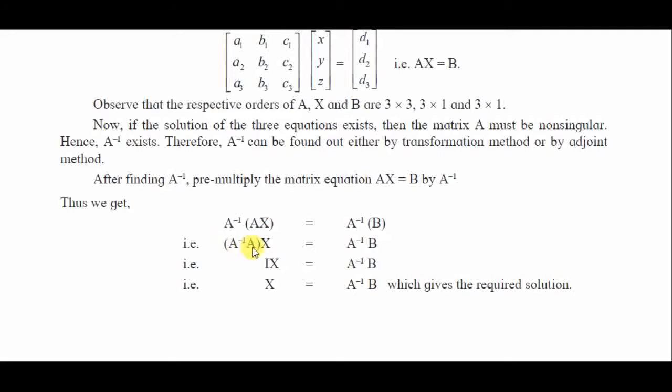But A inverse into A, we already know, an inverse matrix multiplied with the matrix itself is always the identity matrix. So the identity matrix into X is equal to A inverse into B, and therefore X is equal to A inverse into B. This is the equation we are going to use in the inversion method, which is required for finding the solution of the equations. To complete this, matrix B is already there in the system, X is the column matrix of the variables, and the A inverse matrix we have to find.